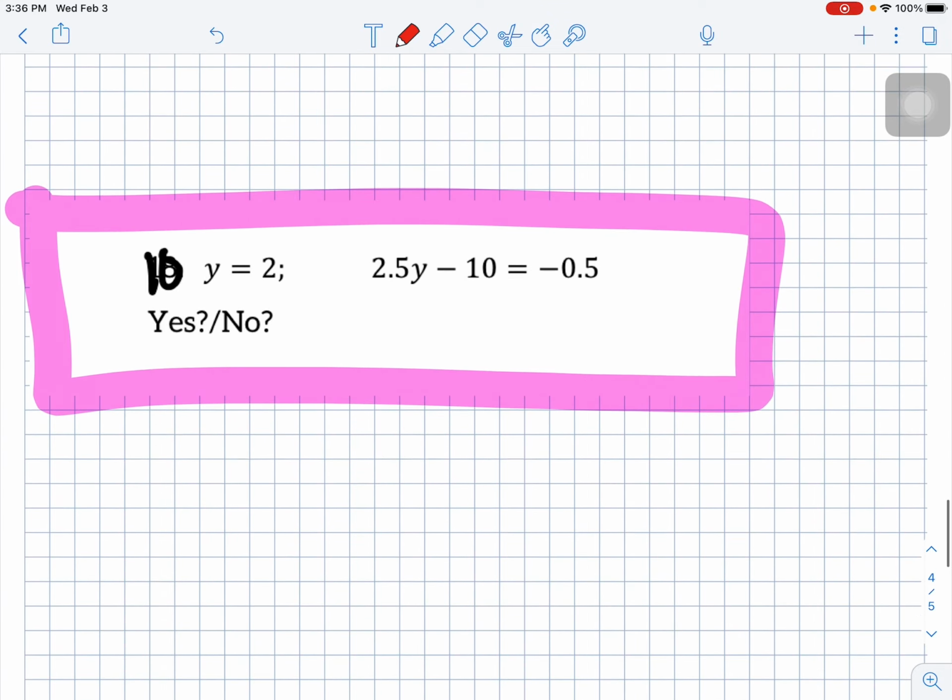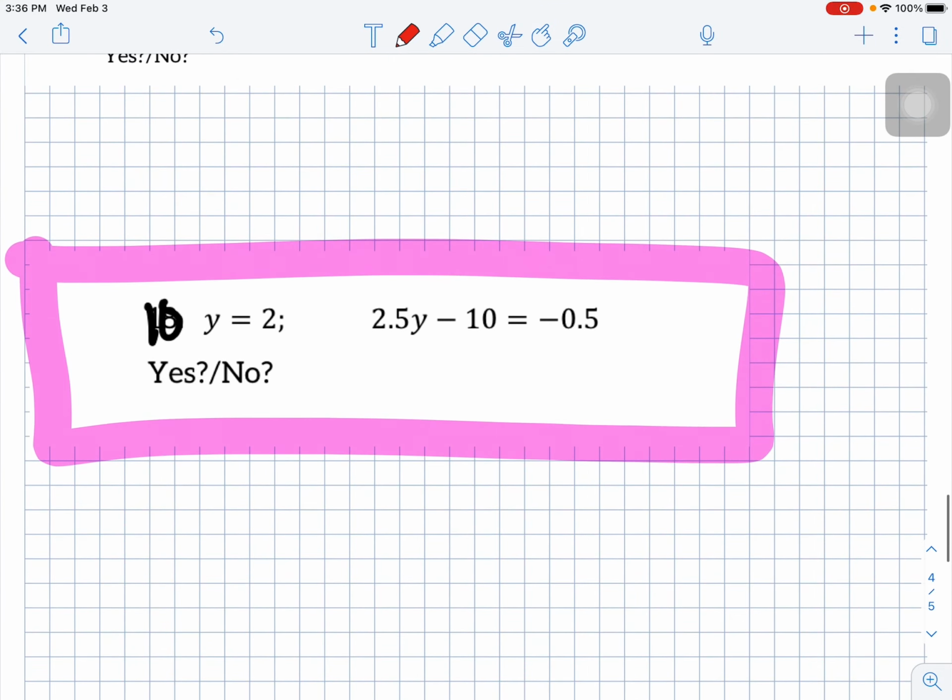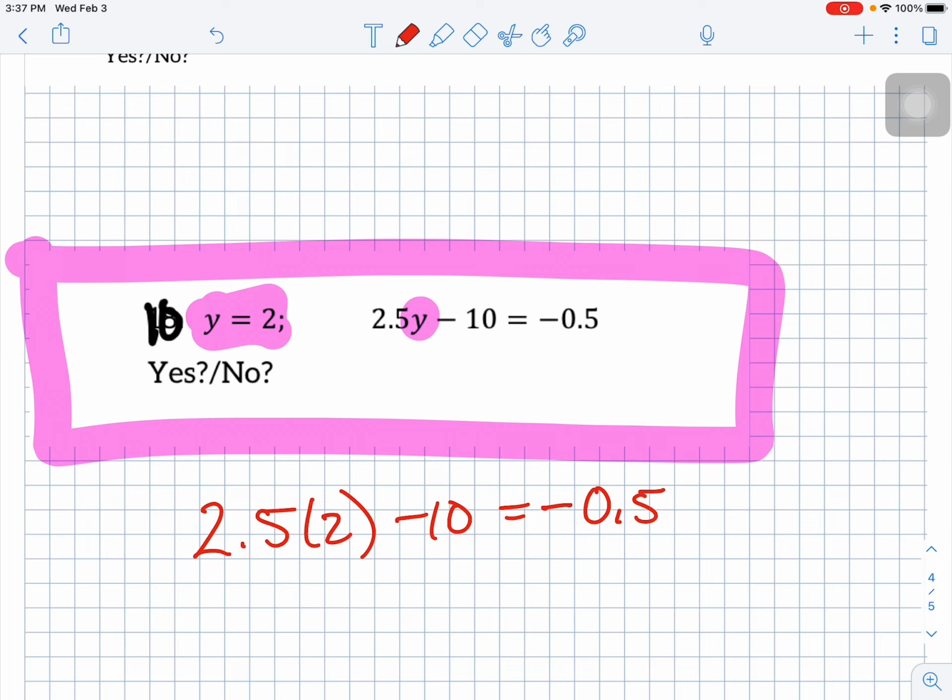And then 9 and 10, you're just substituting in the number they give you. So they say y equals 2. So I need to replace y with the number 2. So 2.5 times 2 minus 10 equals negative 0.5. And then I solve and simplify. 2.5 times 2 is 5. 5 minus 10 equals negative 0.5.